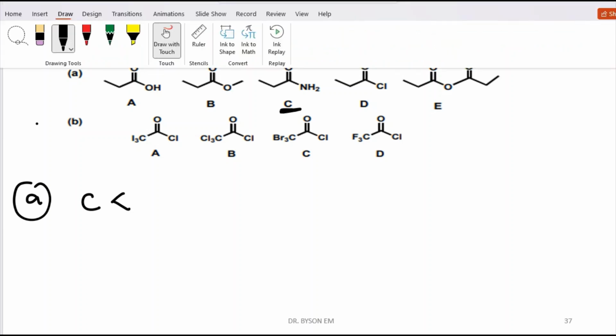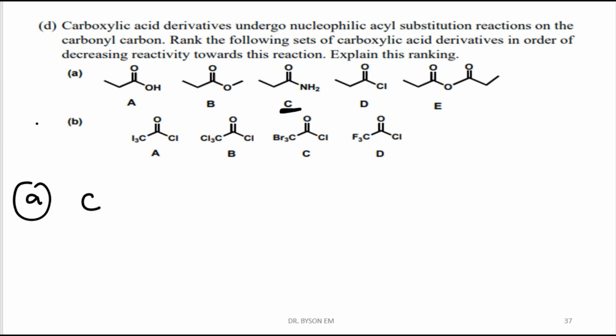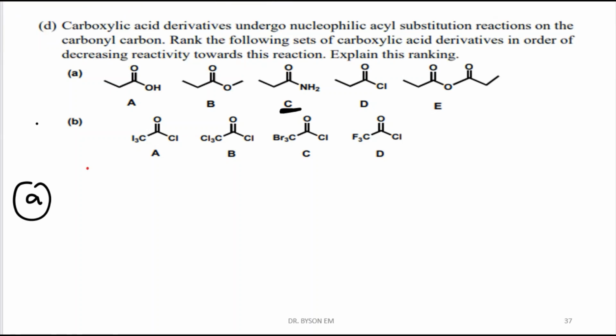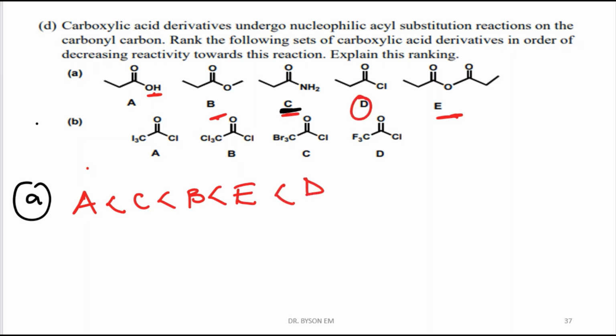Okay. So the least reactive here is the acid itself, A, followed by C, followed by B, followed by E, followed by D is the most reactive.